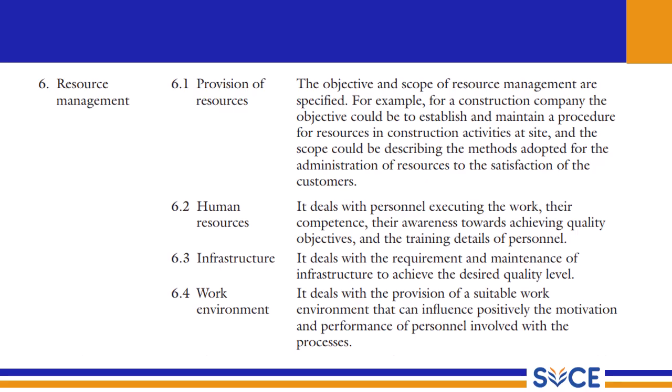So in this section, that is resource management, there are different subsections of resources. The objective and scope of resource management is specified. For example, for a construction company, the objective could be to establish and maintain procedures for resources in construction activities at site, and the scope could be describing the methods adopted for administration of resources to the satisfaction of the customers. Okay, so human resources deals with personnel, appointment of personnel, their competence, their awareness towards quality objectives, and training.